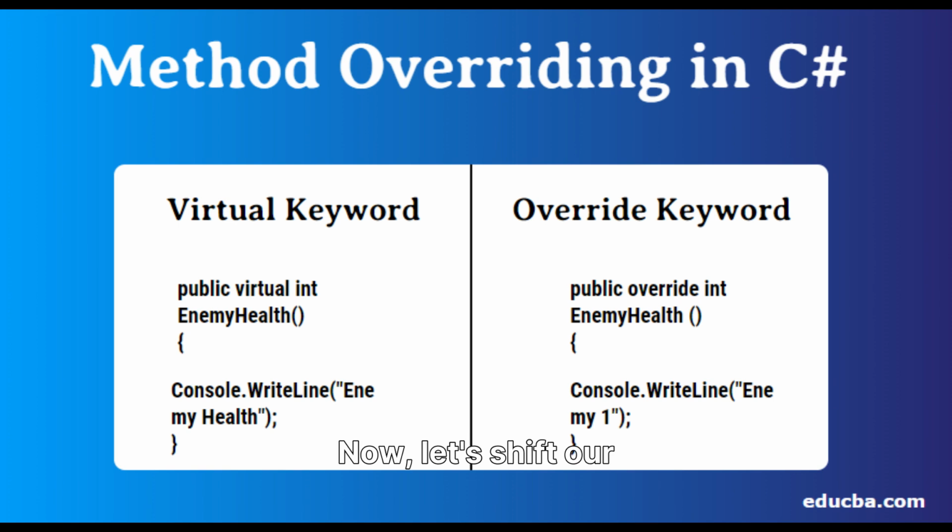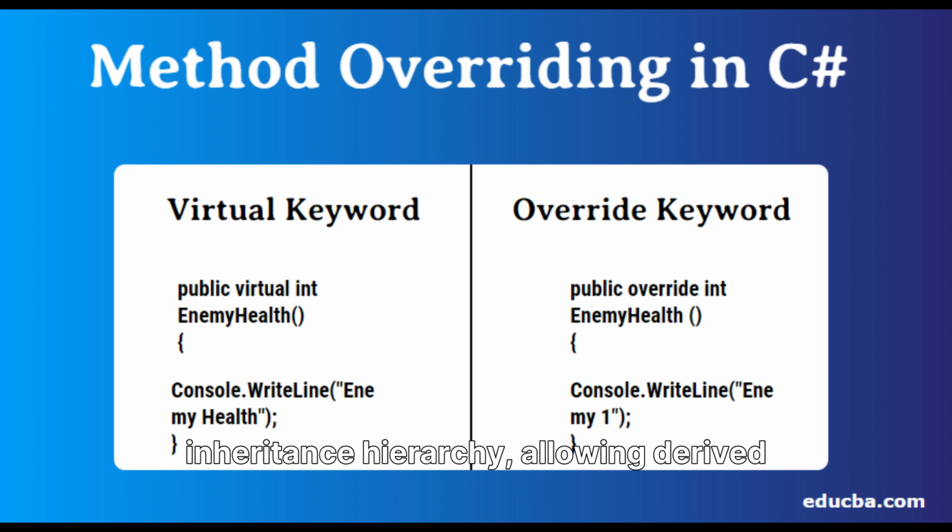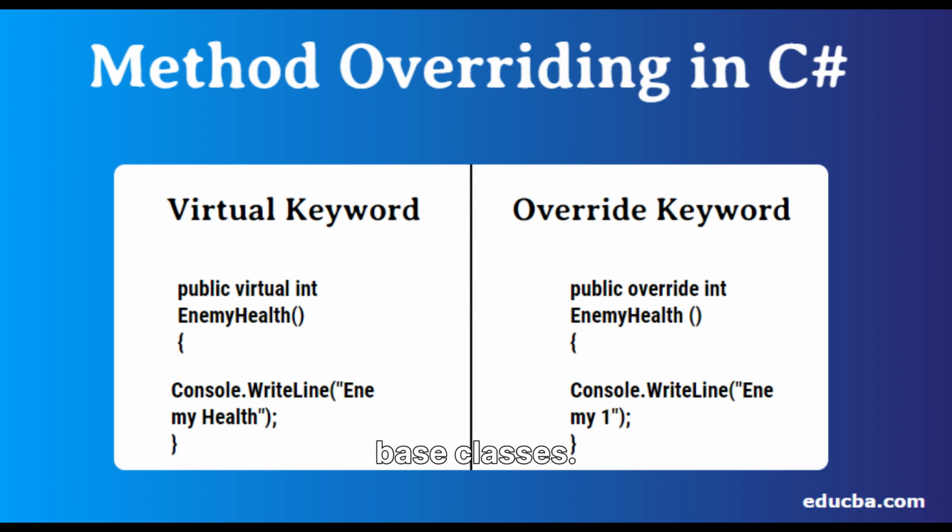Now, let's shift our focus to method overriding, which is a core concept of runtime polymorphism. Unlike overloading, overriding deals with methods in an inheritance hierarchy, allowing derived classes to provide their own specific implementations for methods defined in their base classes.